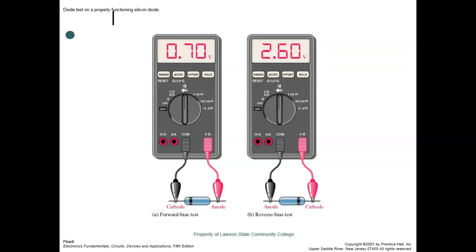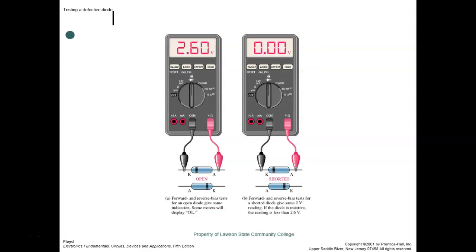So on these, how do we identify the cathode? It's got a stripe around one end that's going to identify the cathode, and the unstriped end is going to identify the anode. And here, what's wrong with this guy on the diode scale? Would it be good or would it be bad?